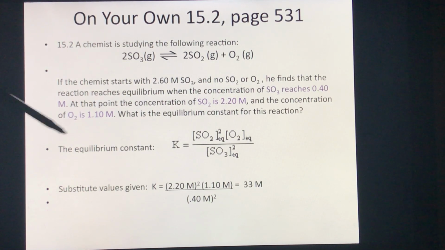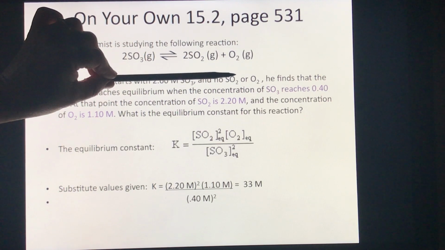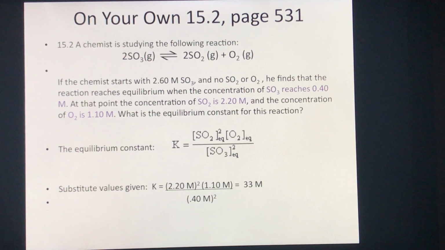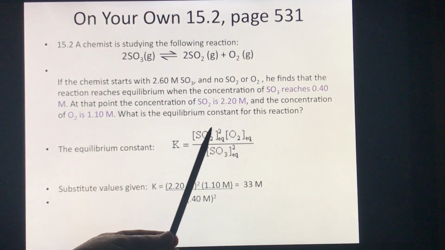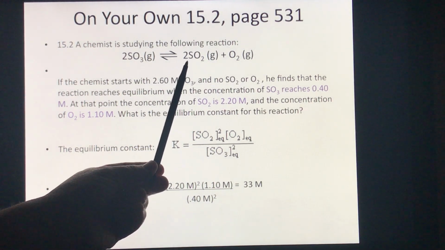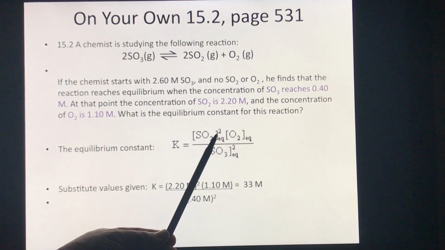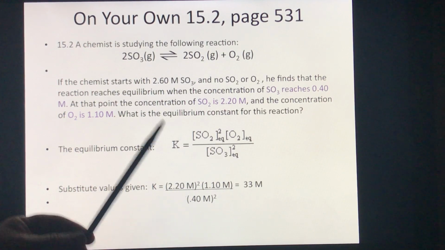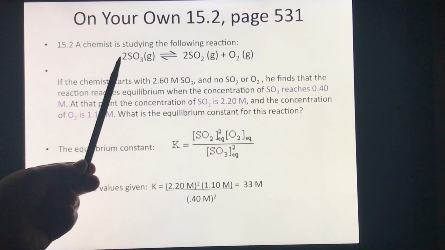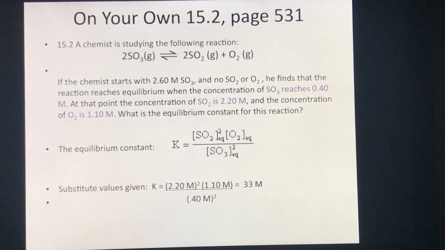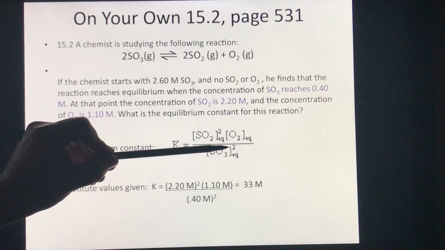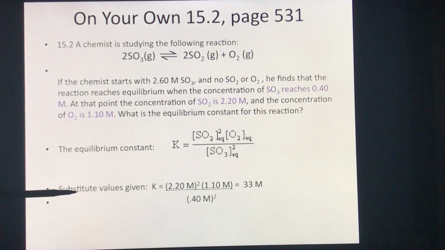So similar to our example, this top line is extraneous information. We don't need to know that to calculate our K. We set up the equation, so our products are in the numerator. We look at the stoichiometric coefficients to correspond to our exponent. And then the reactants are going to be in the denominator. And we use this stoichiometric coefficient for its exponent. So then we substitute the values that are given here.